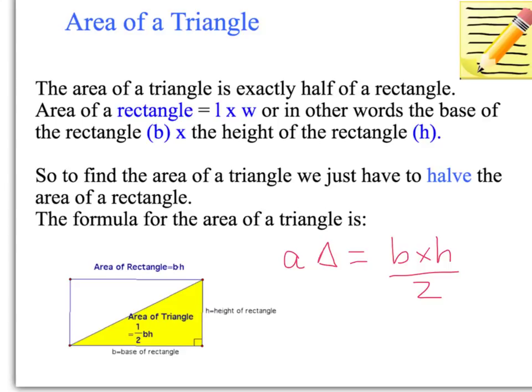Another way of writing this is half base height, and the B and the H next to each other like that just means that you multiply them together. But for our purposes, I would like us to use this formula, which means the same thing, it's just a bit easier to work out. Base times height divided by 2.